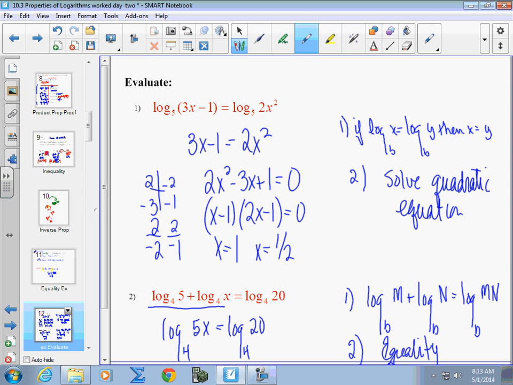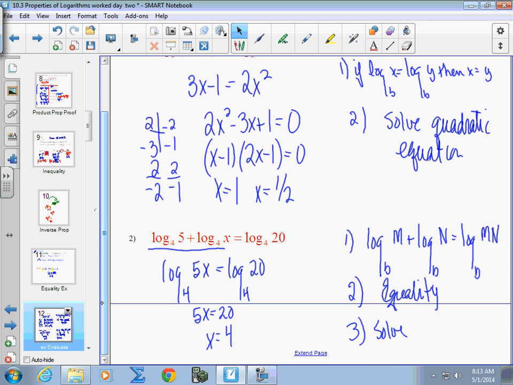The next example says log base 4 of 5 plus log base 4 of x is equal to log base 4 of 20. Once again, you want to write the left-hand side as a single logarithm. So plus means to multiply. So we have log base 4 of 5x is equal to log base 4 of 20. So we multiply these together here. Once we've done that, we can use the equality property and drop the logarithms off of there and get 5x is equal to 20, so x is equal to 4.